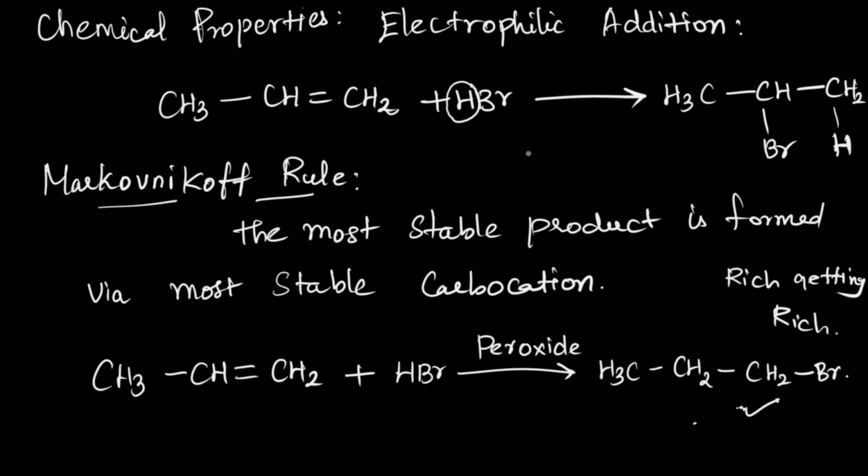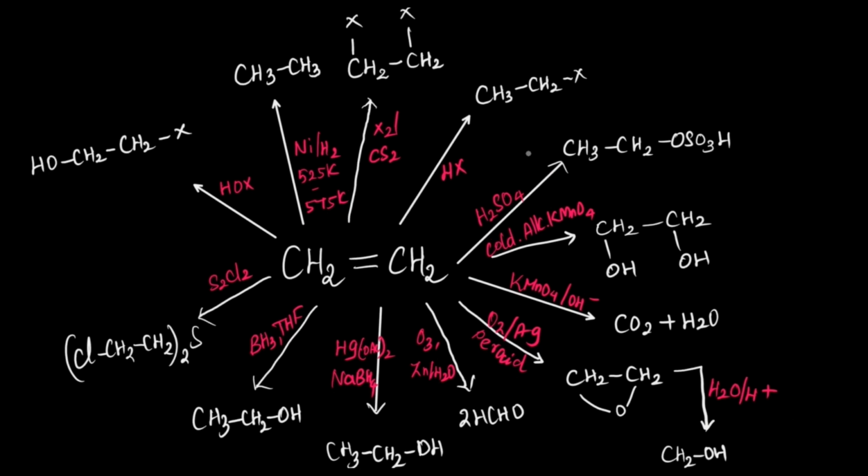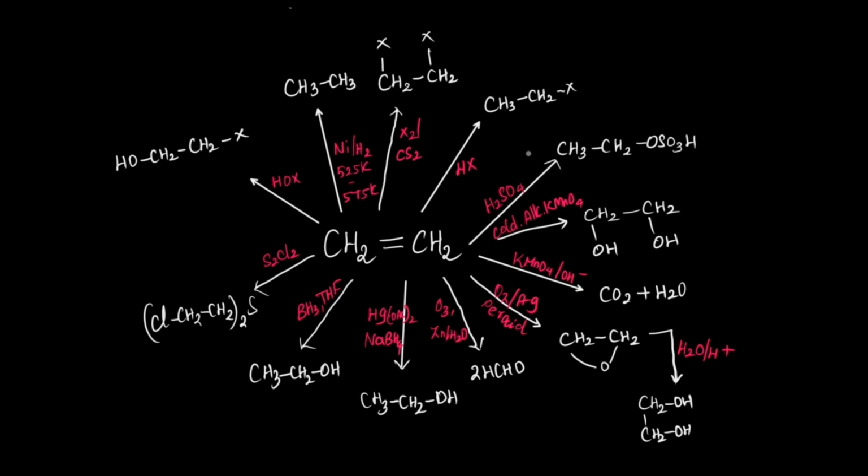In case of the peroxide with HBr combo, it will lead to anti-Markovnikov addition, which is also known as Kharasch effect or peroxide effect. But that holds true only for this combo, HBr with peroxide. Okay, then what are the other chemical reactions alkene can give? I just listed them out in this way. Let's see one by one. The first one, which is hydrogenation.